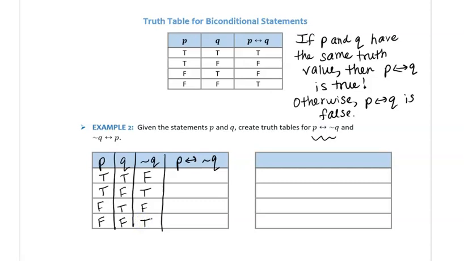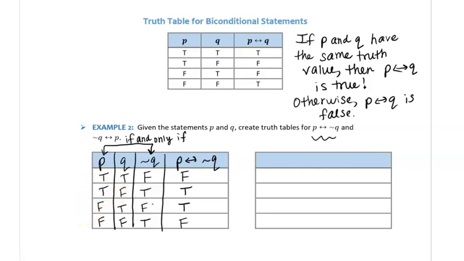All right, P if and only if not Q. So we're putting a biconditional between P and not Q. And again, our rule of thumb up above says that if the truth values match, so either they're both true or they're both false, then the biconditional statement comes out true overall. Notice how that is happening in the second and third columns. Otherwise, the biconditional statement is false.